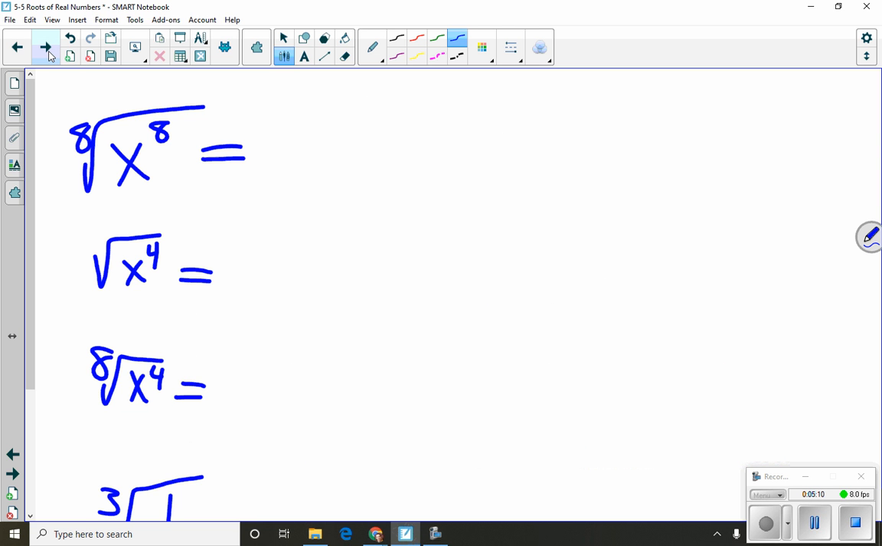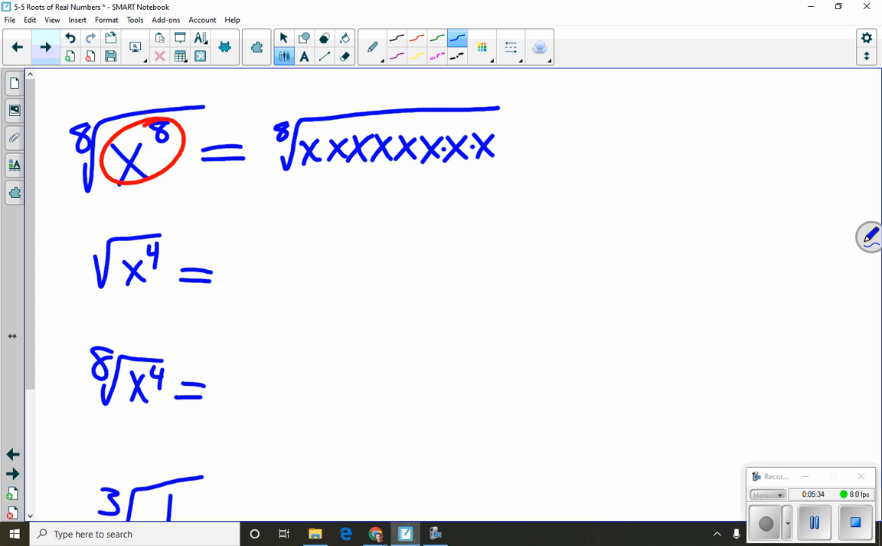All right, so let's take a look at these. If I had something crazy like the 8th root of x to the 8, that means what times itself 8 times makes x to the 8? Well, another way of saying this is the 8th root of 1, 2, 3, 4, 5, 6, 7, 8 x's all multiplied together. What times itself 8 times makes that? Well, that was just an x. So this tells you the grouping: how many of those do I need in there?